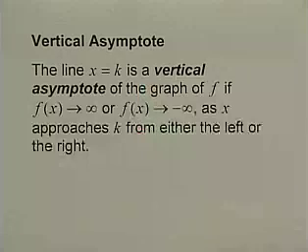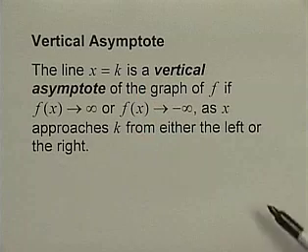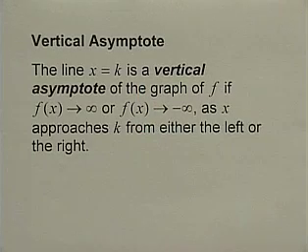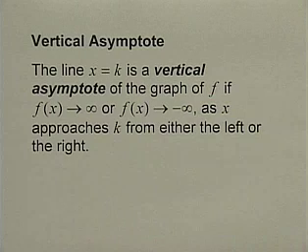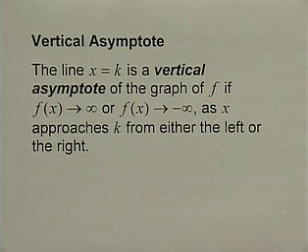So let's look at asymptotes. Asymptotes, especially vertical and horizontal asymptotes, tell us a lot about functions. The vertical asymptote is the line x equals k. It would be a vertical asymptote of the graph if f of x goes to infinity or f of x goes to negative infinity as x approaches k from either the left or the right. That's the vertical asymptote.